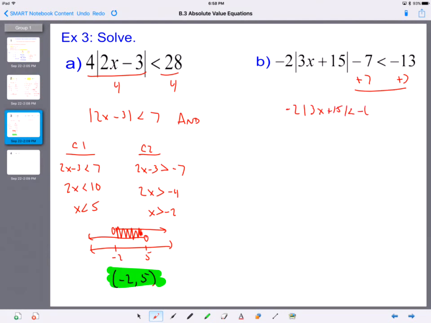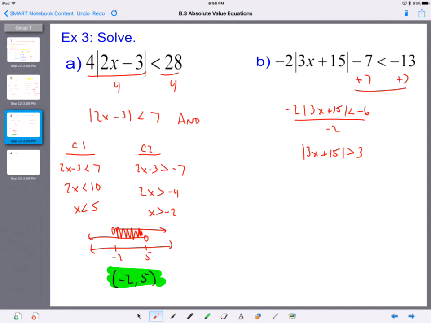If I add 7, I'm left with negative 6. Then I can divide by negative 2, so we're left with the absolute value of 3x plus 15. Now we are dividing by negative 2, so the inequality is going to change from less than to greater than, and negative 6 divided by negative 2 is 3.